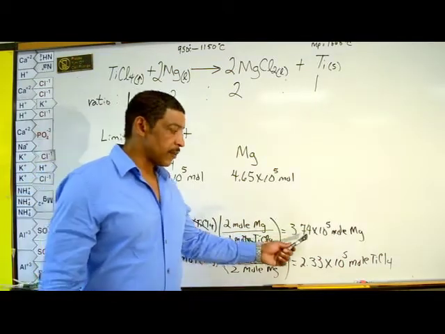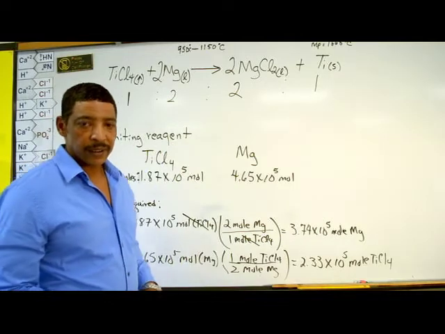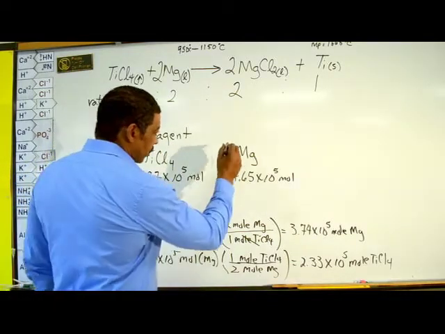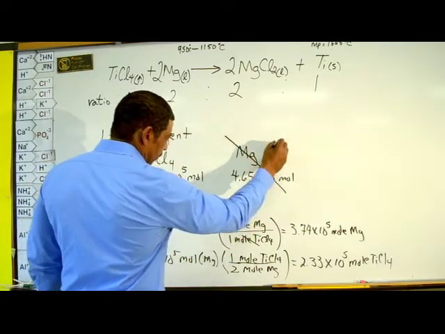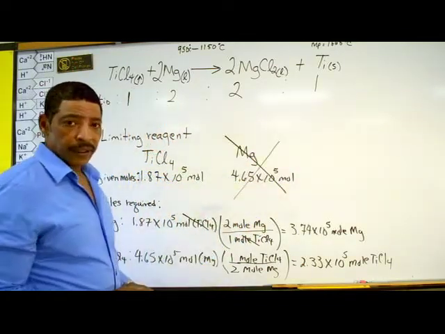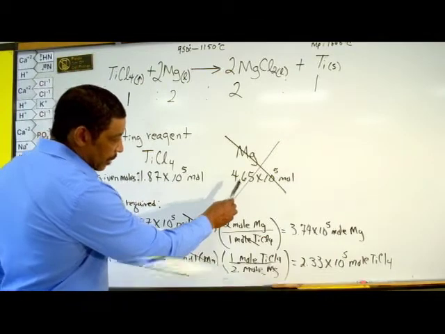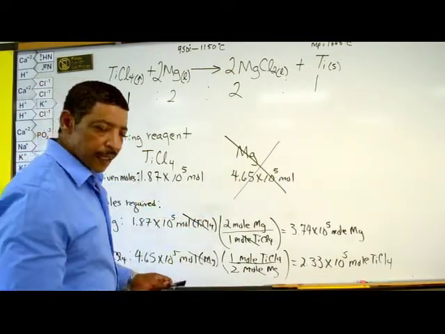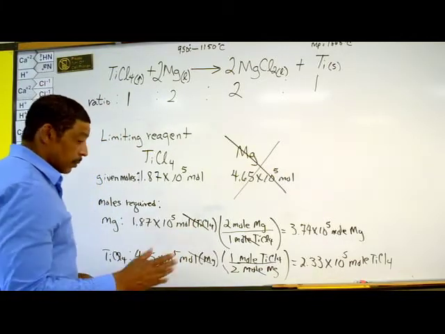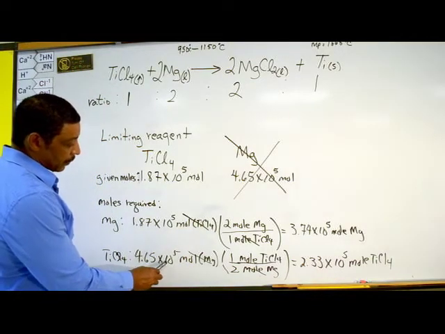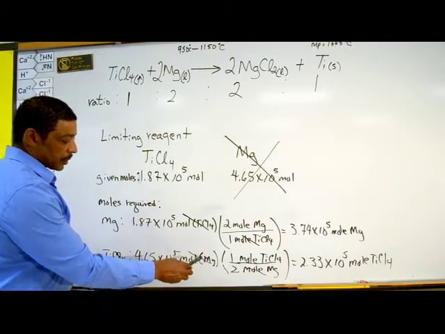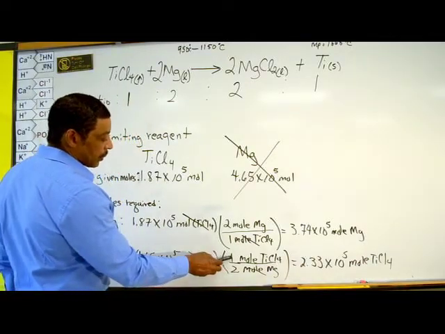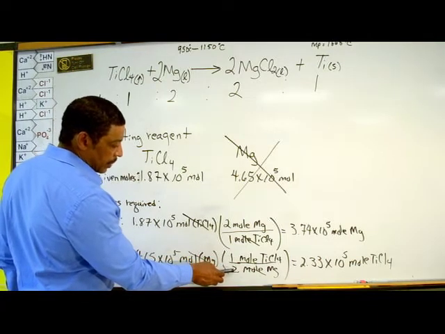Only 3.74 times 10 to the 5 mole is required. So clearly the magnesium is in excess, and so we do not use the magnesium in any further calculations. Instead, we determine how much TiCl4 is required to consume the 4.65 times 10 to the 5 mole of magnesium. Well, to do so, we multiply 4.65 times 10 to the 5 moles of magnesium times a fraction, 1 over 2, where now the 1 is in the numerator and the 2 is in the denominator.